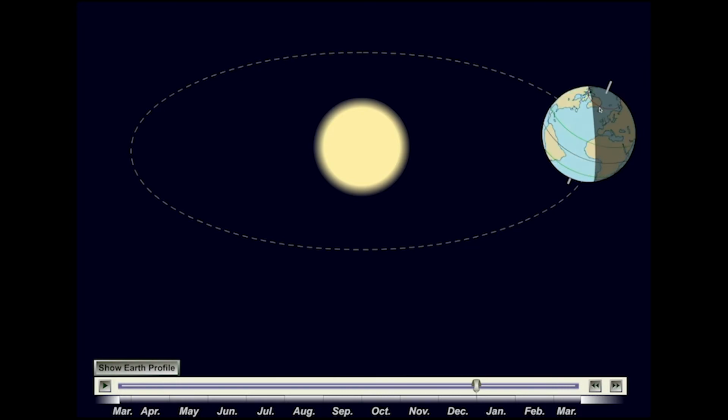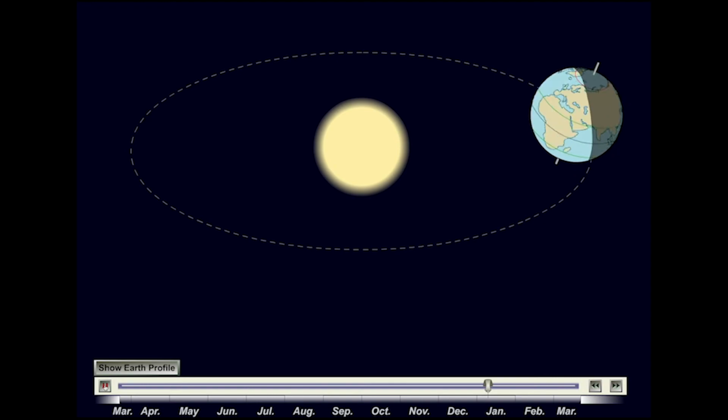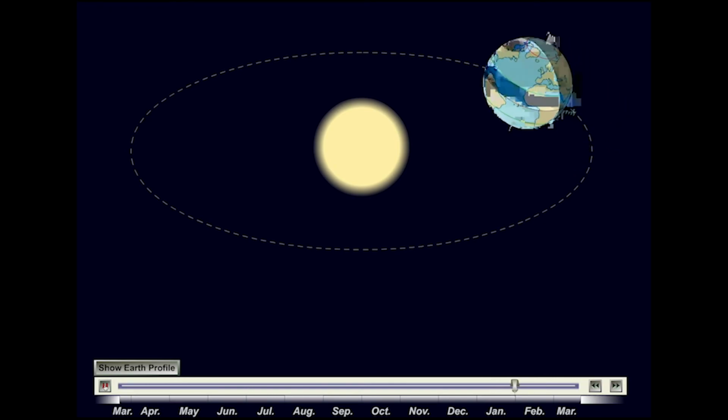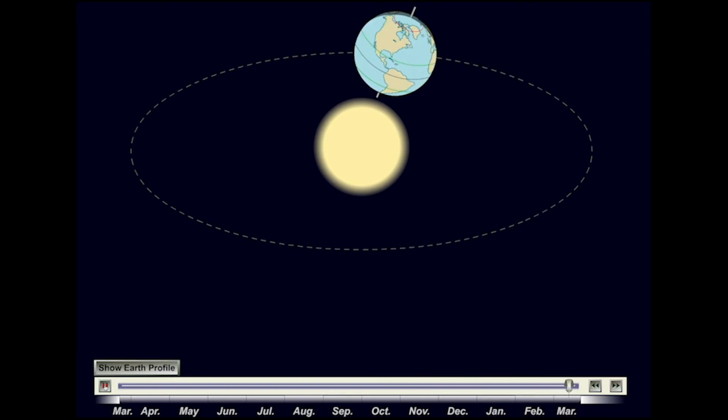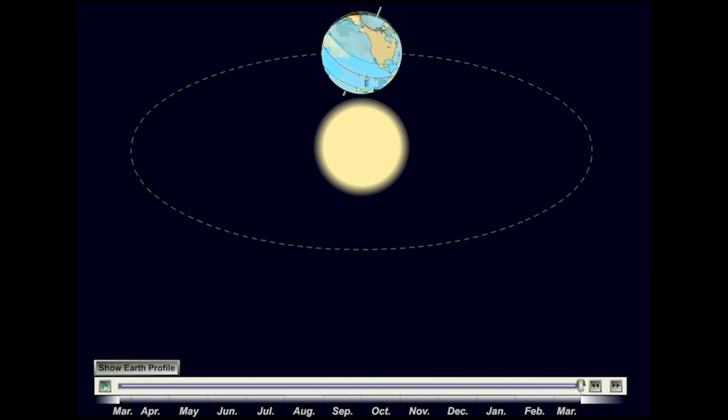So everything above that red circle, 66.6 degrees north latitude, experiences at least one full day of 24 hours of darkness. We're going to run this forward. And we're approaching spring again.